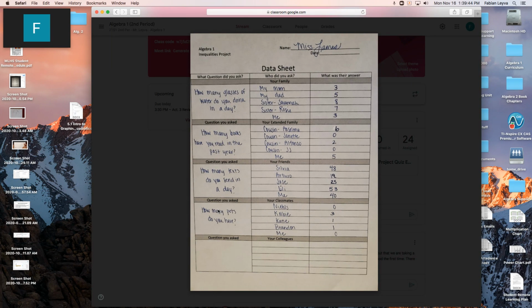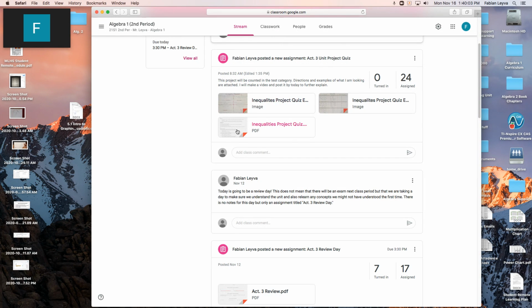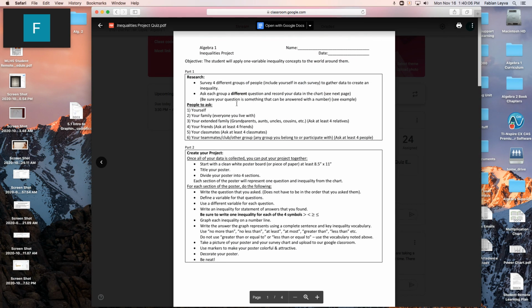So you need to come up with 4 different questions, but you'll notice that they all have to be numerical. They have to be some type of response, and you have to ask 4 different groups. Notice that one of them was your family, extended family, your friends, and then your classmates. Again, I really don't care who you ask as long as it's 4 different groups of people. So you're asking as many people as possible. So that is in itself the research.